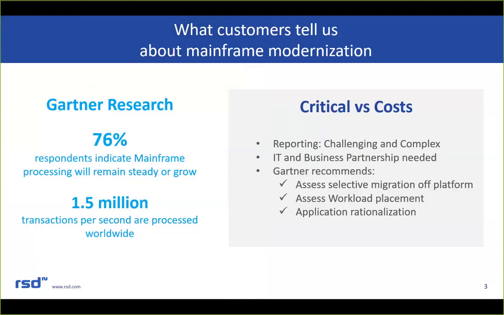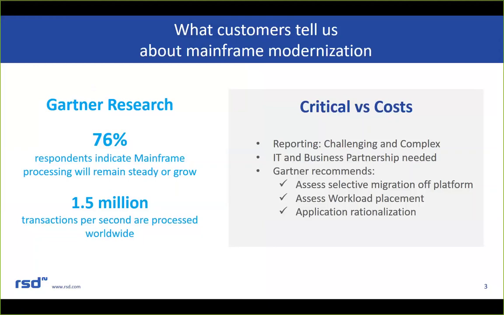Another important statistic we know is that 70% of critical business workload globally is processed by mainframe platforms. This directly results in 1.5 million transactions per second globally. The mainframe platform can be a critical component of business infrastructure, yet it also presents some challenges.